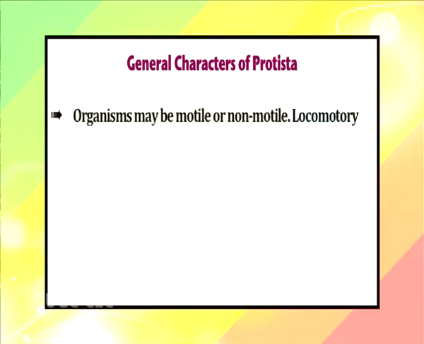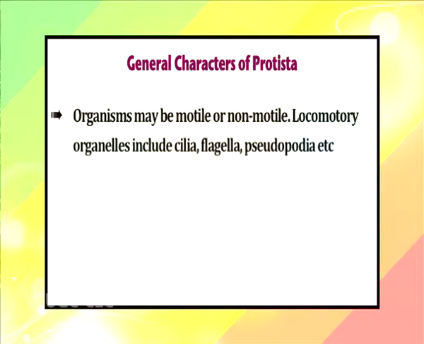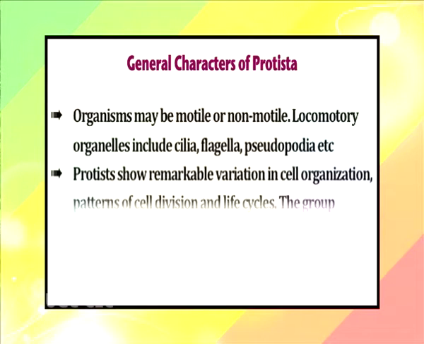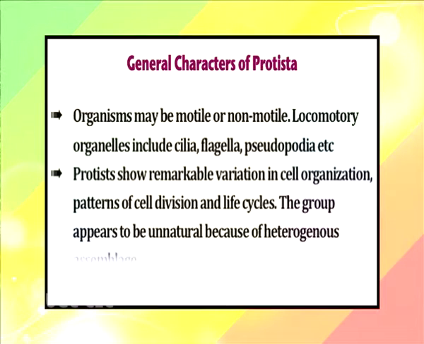The organisms may be motile or non-motile. The locomotory organelles include cilia, flagella, pseudopodia, etc. Protists show remarkable variation in cell organization, patterns of cell division and life cycles. The group appears to be unnatural because of heterogeneous assemblage.